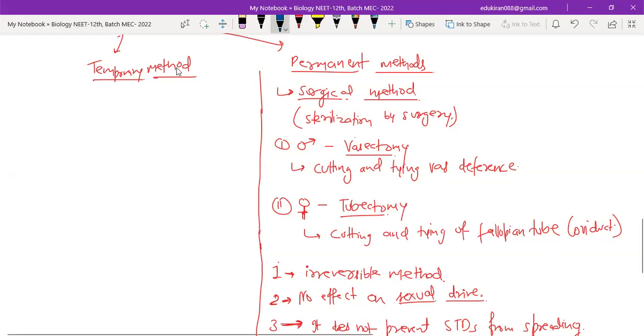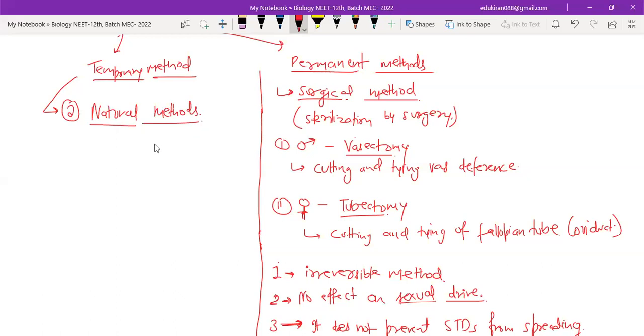Okay, now coming to temporary methods. In temporary methods, there are again two methods. The first is called the natural method. Write down natural methods, where we are not using any artificial device or something. So in natural method, there are four things. One is called the safe period, also known as the rhythm method.